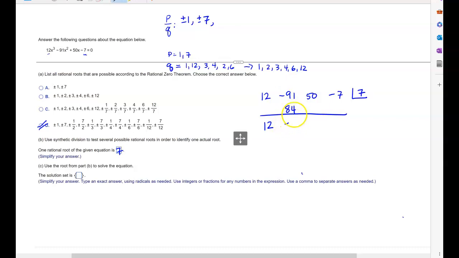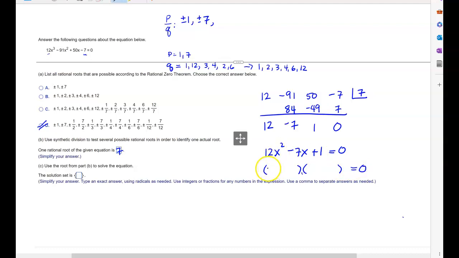That's -7. -7 times 7 is -49. Add this is 1 times 7. We got a 0. Then next, you can factor 12x squared minus 7x plus 1 is equal to 0. So if you can factor this, you can factor it, or if you can't think of the factors, just use a quadratic formula.